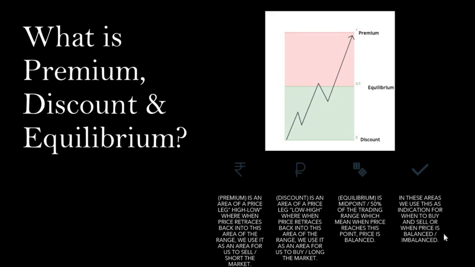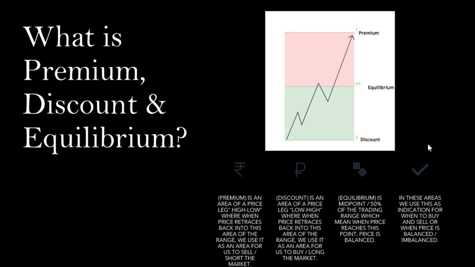So in these areas, we use this as indication for when to buy and sell when price is balanced or imbalanced, okay? So when price is imbalanced in the premium, we want to sell in this area. When price is balanced in equilibrium, now we can see or anticipate what the market is going to do. Is it going to go into the premium area or is it going to go into the discount area? Which way will it go? Because price is balanced, but it needs to go into one of these directions because those are the only two directions it can go. It can go sideways and consolidate for a bit, but it has to go on either side, one or the other, right?